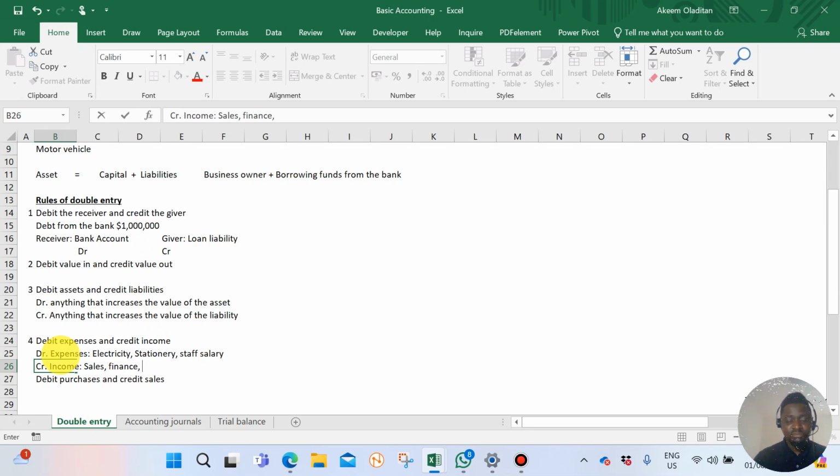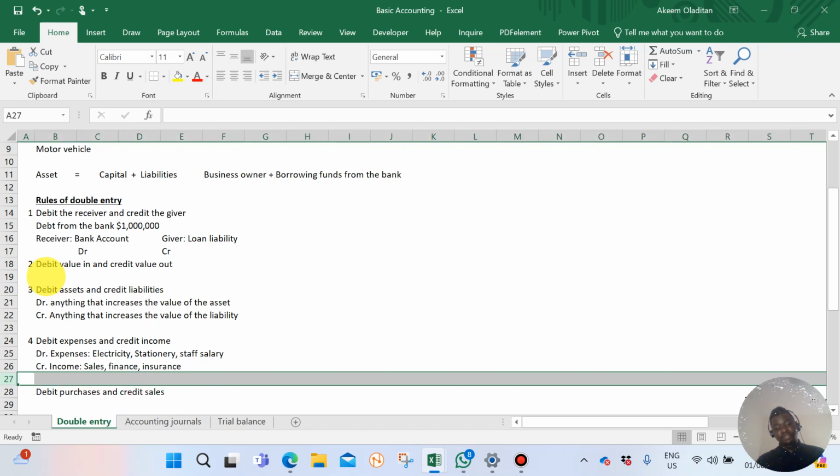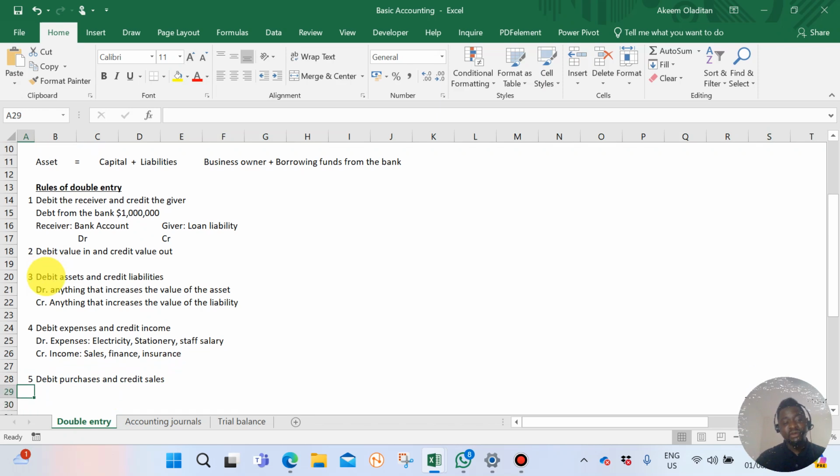It can be insurance income, maybe insurance receivable, as a sort of claim receivable. So those are typical incomes that you need to look at. And the last but not the least, which is number five of the rule, is debit purchases and credit sales. Like we said earlier on, with credit income, this is just like income, and you debit purchases because you have actually brought in value. So those are the five basic rules of double entry.